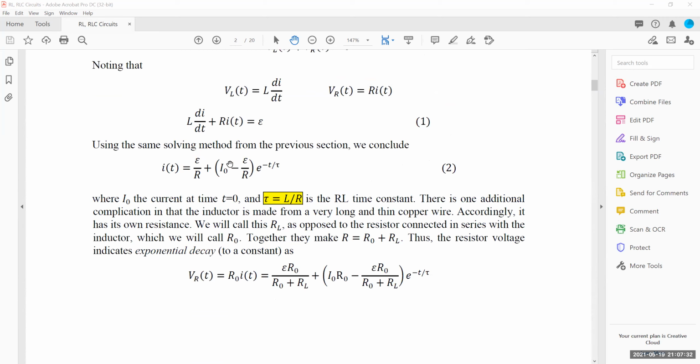So basically, take the derivative with respect to time. The derivative of a constant is 0. The derivative of I naught is 0. The derivative of the exponential is just the exponential times negative 1 over tau. So the negative cancels the negative, and you will have 1 over tau times epsilon over R. Remember, tau is L over R. So the L cancels, the R cancels the R. And then you will be left with epsilon over R, with a positive sign because the negative and the negative cancel. And you will have L times that. So you're going to be left with an epsilon times the exponential, basically.